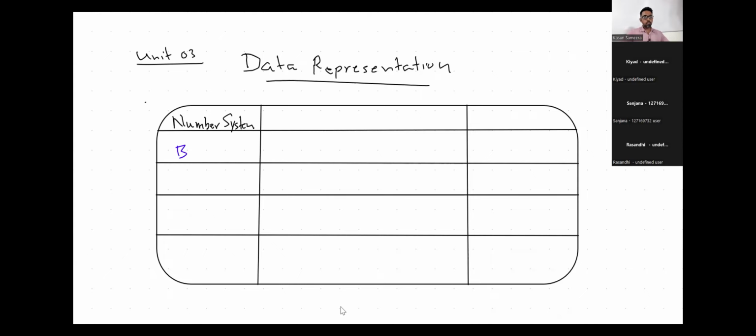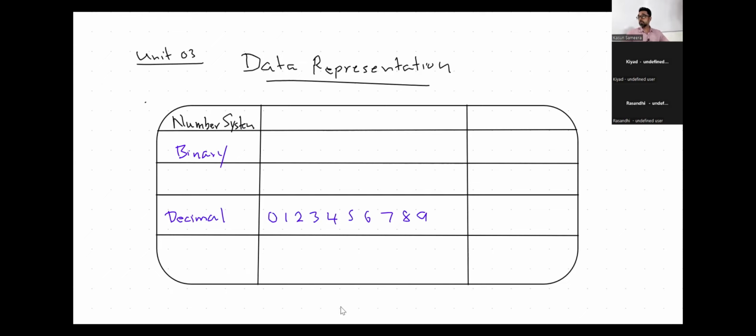Okay, as humans, for counting and calculations we learned the decimal number system. It has 10 symbols starting from 0 1 2 3 4 5 6 7 8 9. Right, all the numbers we are using right now have only these 10 symbols. Got it? Then what is the total number of symbols? The total number of symbols will be 10. This is our number system.